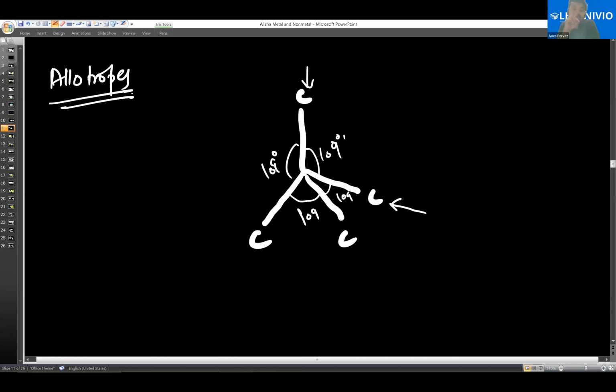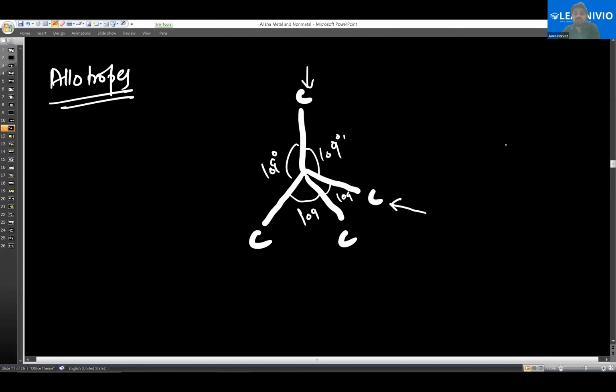Like carbon can exist in two different forms, in the form of isotopes, carbon 12 and carbon 14. But what is the difference there? There's a difference of neutrons. Carbon 14 has two extra neutrons, that's why it has 14 mass. But carbon 12 has only 6 protons and 6 neutrons.